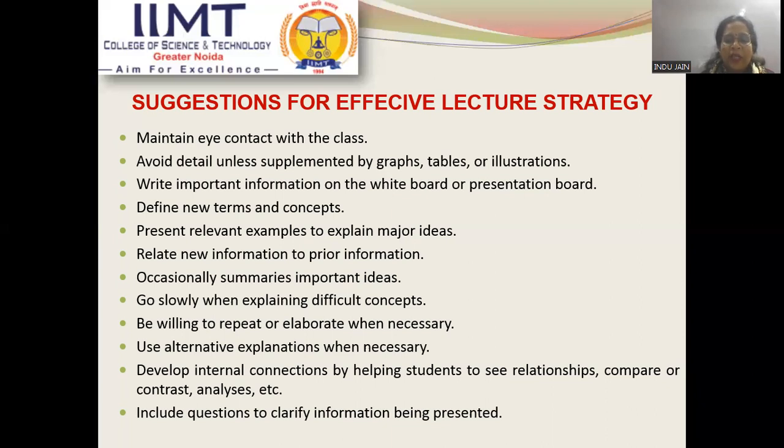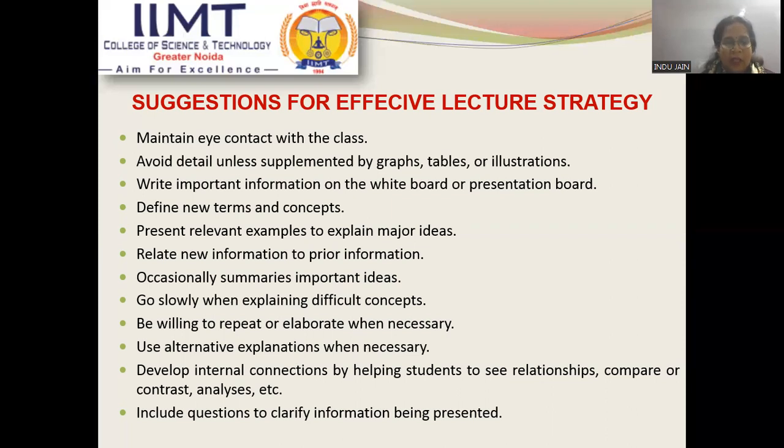Use alternative explanations when necessary. If the students are not able to understand a given topic with some explanation, then use some other method to explain the same topic again, so that students are able to understand the topic and the objective of the teaching learning process be fulfilled.